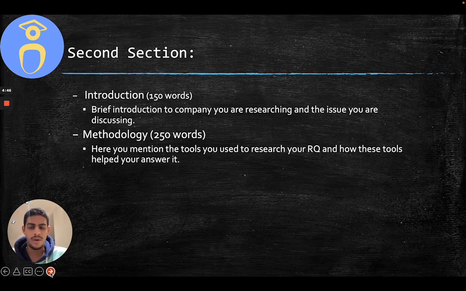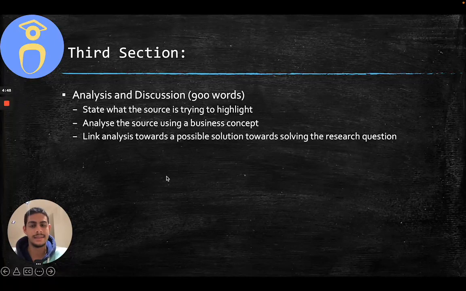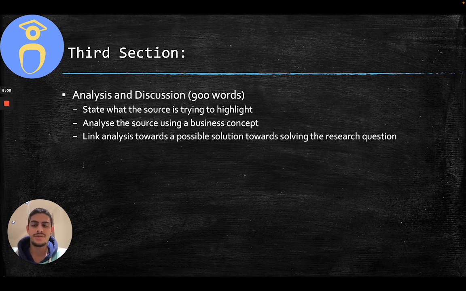Following that, you have your longest paragraph, which is the analysis and discussion, 900 words. So for this one, there's a certain structure that I have personally followed while analyzing the various perspectives that I found while researching. First, I would state the source and what the source is intending to highlight. Then I would analyze the source using a business concept or tool that I learned in the subject and link this analysis towards a possible solution towards solving the research question.